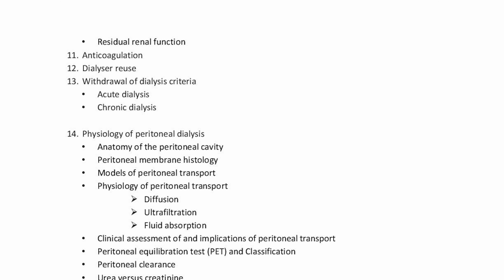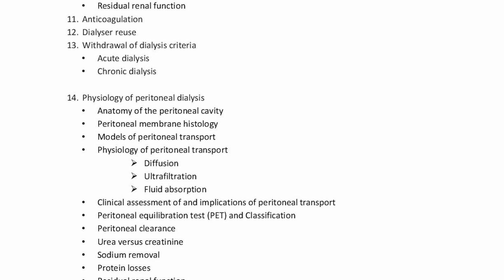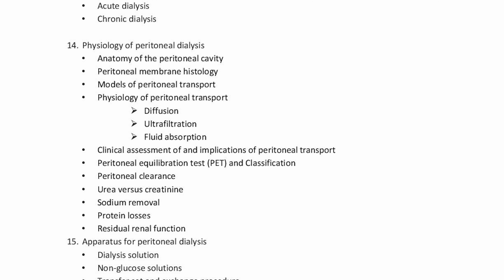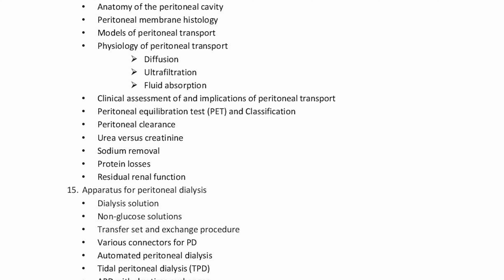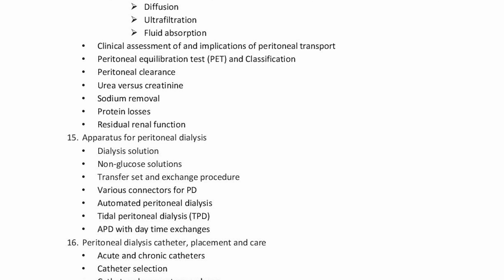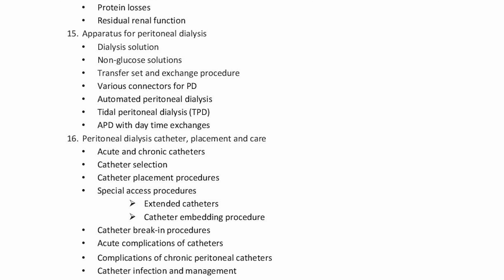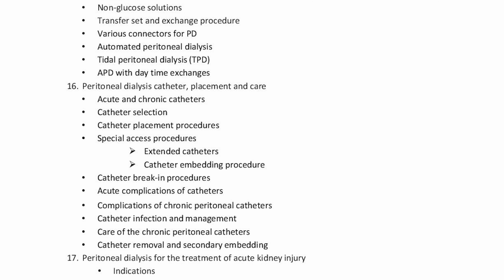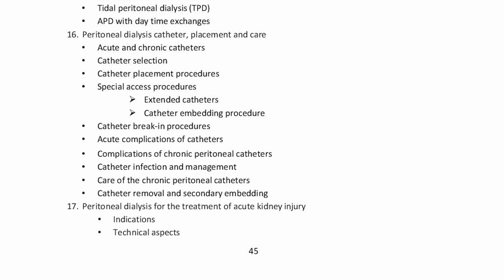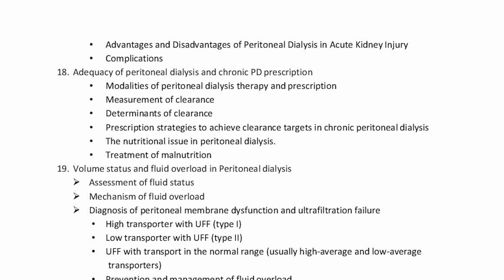10. Urea kinetic modeling. 11. Anticoagulation. 12. Dialyzer reuse. 13. Withdrawal of dialysis criteria. 14. Physiology of peritoneal dialysis. 15. Apparatus for peritoneal dialysis. 16. Peritoneal dialysis catheter, placement and care. 17. Peritoneal dialysis for the treatment of acute kidney injury. 18. Adequacy of peritoneal dialysis and chronic PD prescription.